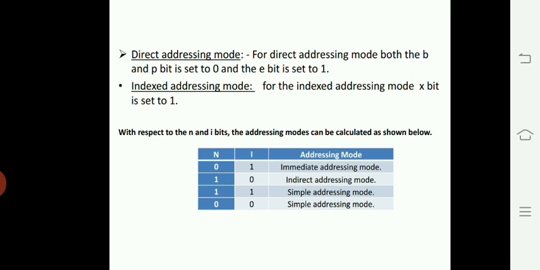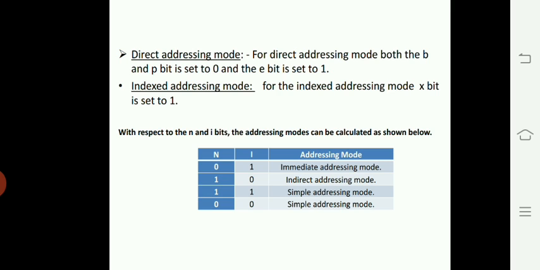Now we'll see some more addressing modes with respect to the n and i bits of the instruction format. If the n bit is set to 0 and the i bit is set to 1, the addressing mode is immediate addressing mode. So i stands for immediate. Whenever immediate addressing mode is used, the n bit is set to 0 and the i bit is set to 1. And indirect addressing mode means the address of the operand is specified indirectly in the instruction. In case of indirect addressing mode, the n bit is set to 1 and the i bit is set to 0.